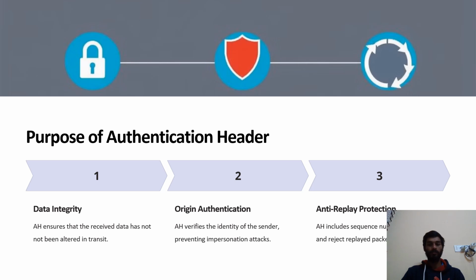Purpose of authentication header. The authentication header is mainly used for these three aspects. It is data integrity, origin authentication, and anti-replay protection. Authentication header ensures that the received data has not been altered in transit. Origin authentication. Header verifies the identity of the sender, preventing impersonation attacks. Anti-replay protection. Authentication header includes sequence number to detect and reject replayed packets.